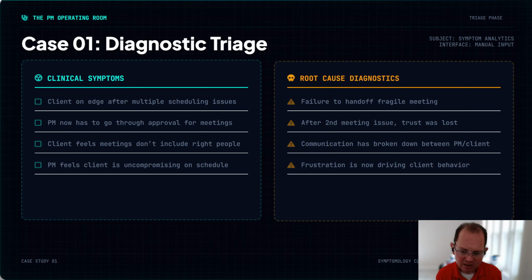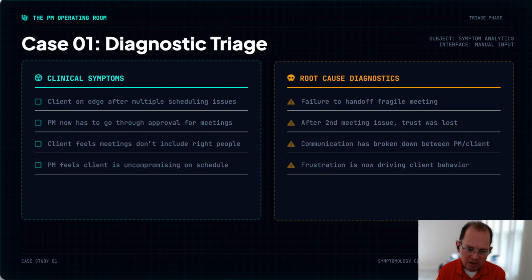The fourth one is the PM feels the client is uncompromising on the schedule. And the root cause for me is that the frustration is now driving this client's behavior. They were frustrated on the first scheduling issue. They got more frustrated on the second scheduling issue. And now it sounds like there's a lot of issues with time and stakeholders being included. And it's all just bubbled up to the point where they're saying you have to follow this process, and if it's not exactly the right way, we're going to be frustrated about it. It all started from one issue, and it hasn't really been addressed. And so that frustration has just continued to grow and grow and grow.